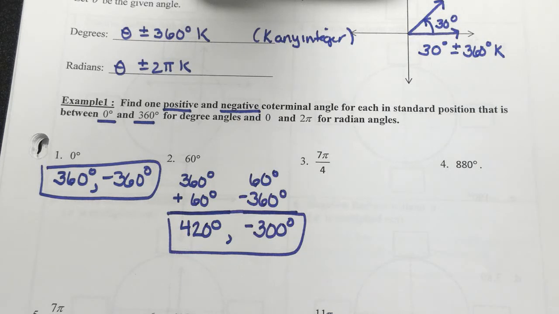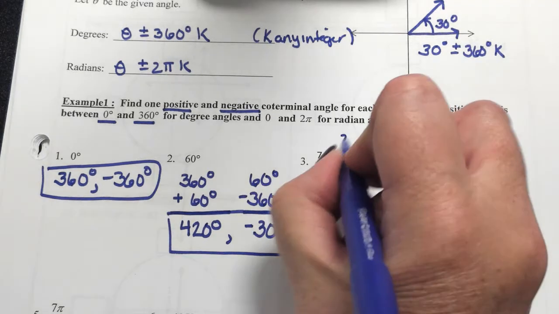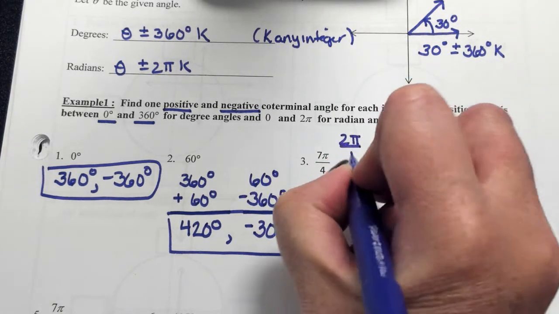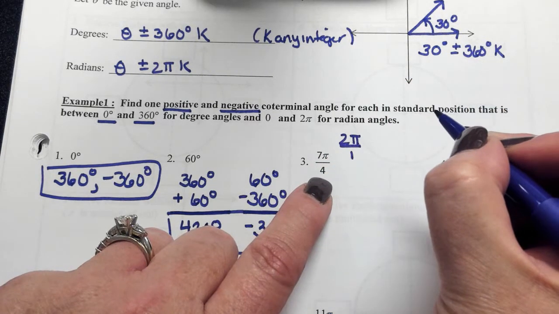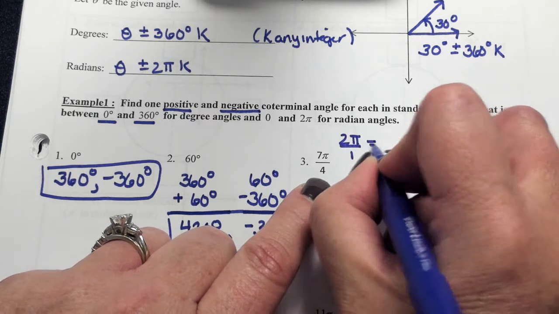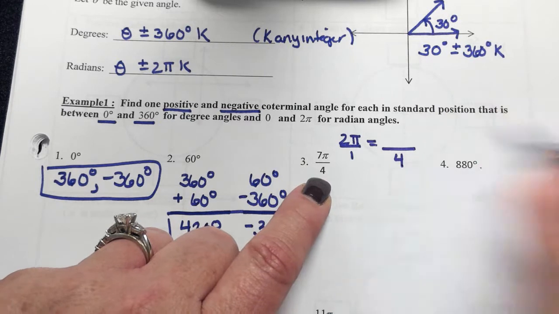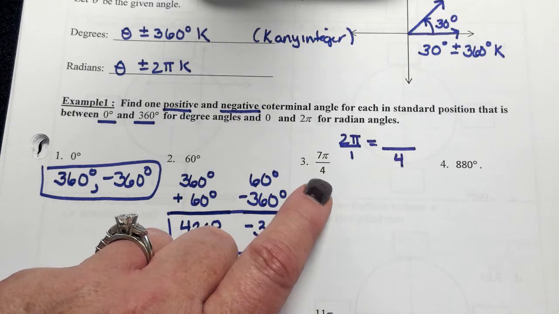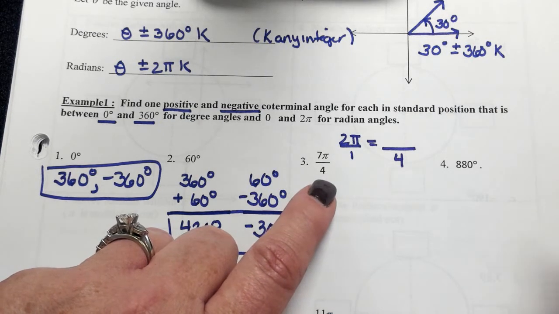Now in number 3, I've got a radians. So instead of adding and subtracting 360, what am I going to add or subtract? 2 pi. Now again, you have to add and subtract fractions. What's the denominator I'm going to be adding and subtracting? I'm adding and subtracting with a denominator of 4. So what you want to do is rewrite 2 pi with a denominator of 4. So what's 2 pi equivalent to with a denominator of 4?